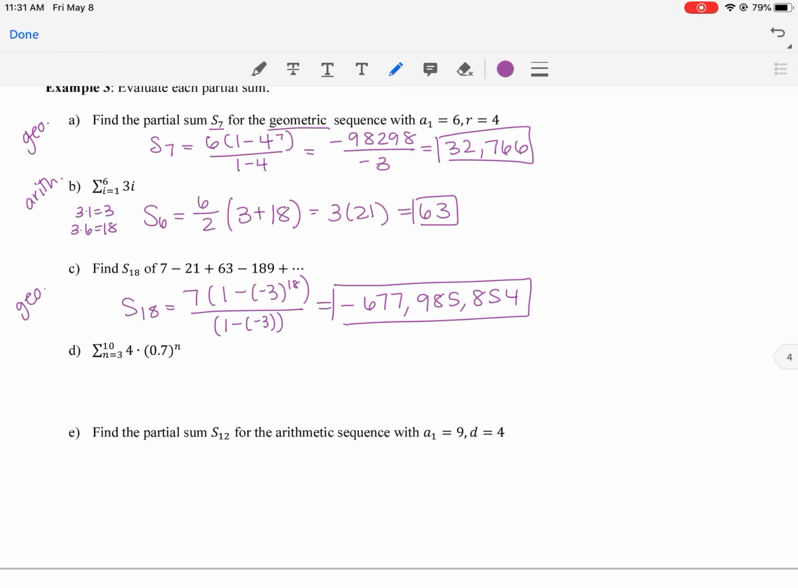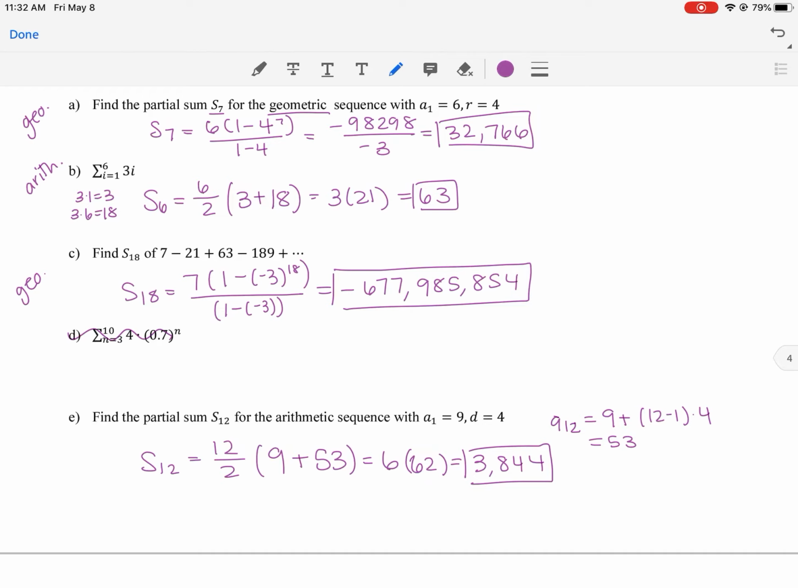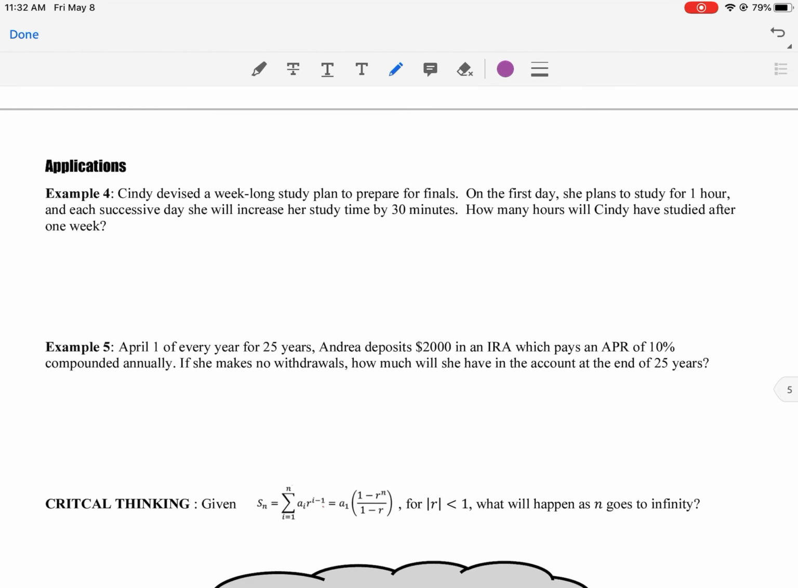Okay, on this next one, I think I decided, let's actually skip this one. We'll make life a little easier. Okay, so let's do now the partial sum of S sub 12 of an arithmetic sequence. Our first term is 9, our difference is 4. So S sub 12 equals 12 divided by 2. Our first term is 9 plus, you gotta do a little work to find the 12th term, right? So A sub 12 equals 9 plus 12 minus 1 times 4. That should be something we're familiar with from the last lesson. So 9 plus 11 times 4 is 53. So plus 53. So we're going to have 6 times 62. And we end up with 3,844.